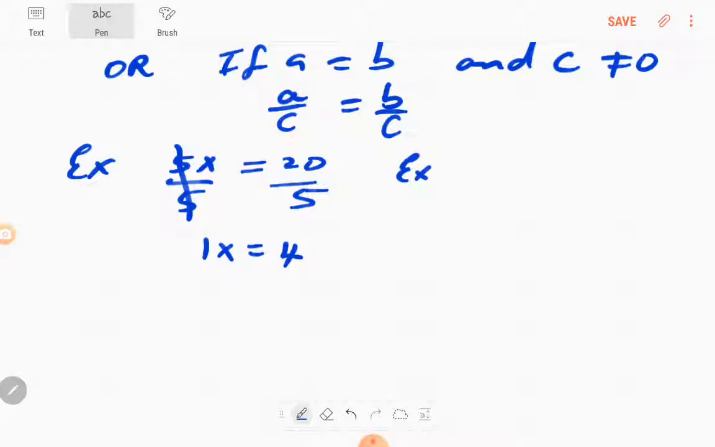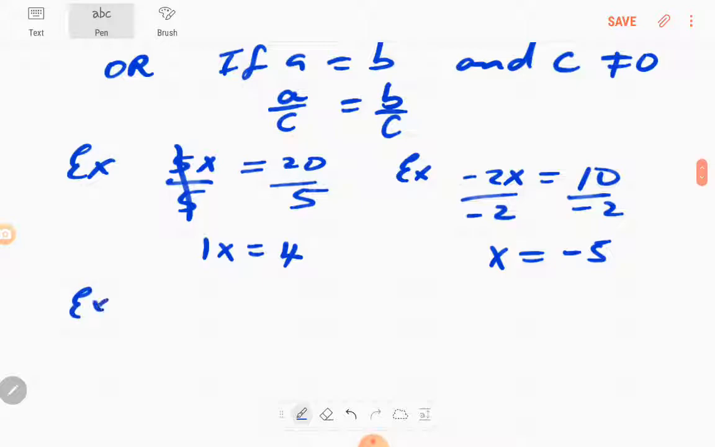Another example, say I had a minus 2x equal to 10. So here I divide by the same number and same sign that's in front of the variable. And here the double negative makes this a plus x. And here this becomes minus 5.